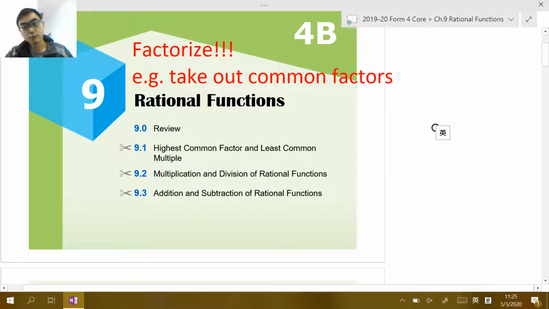Okay, testing. So, hello all Form 4 students. Here today, I would like to bring you the main concept about chapter 9, the rational functions.